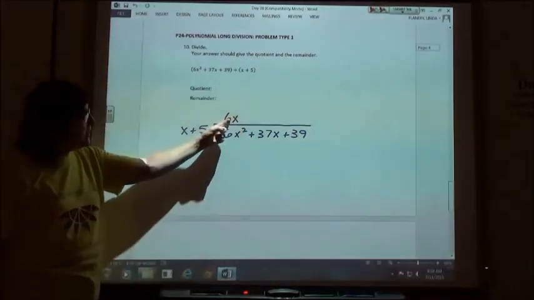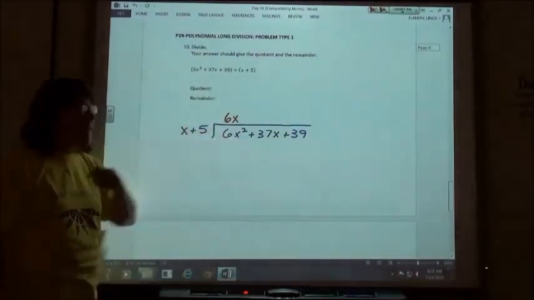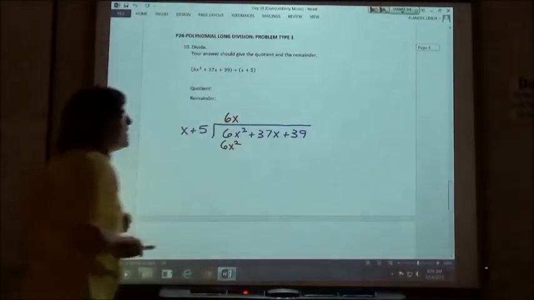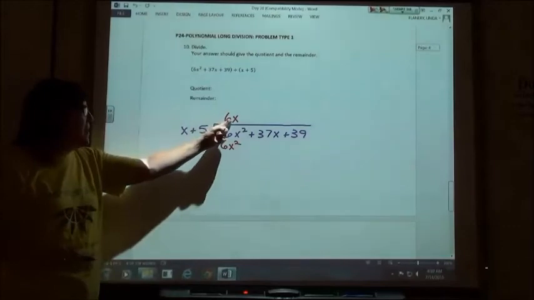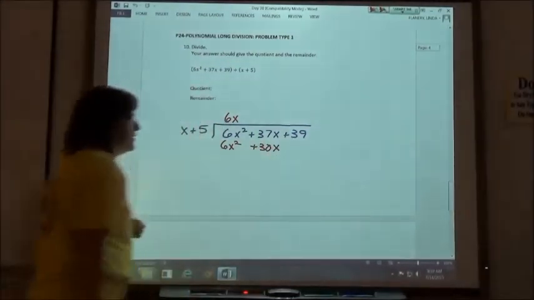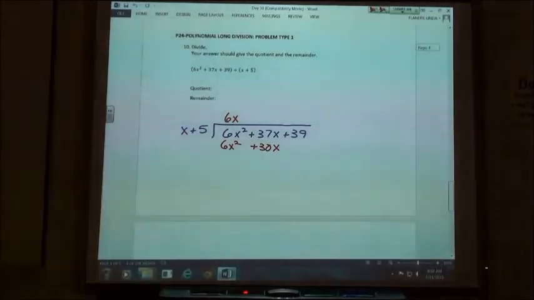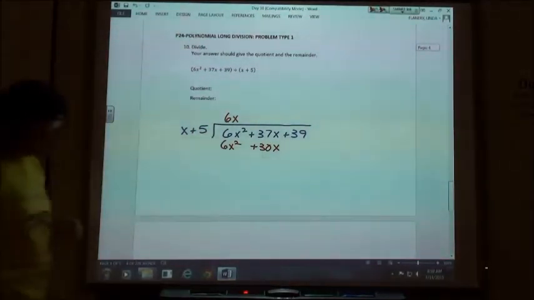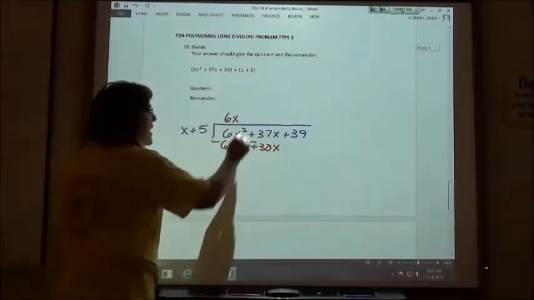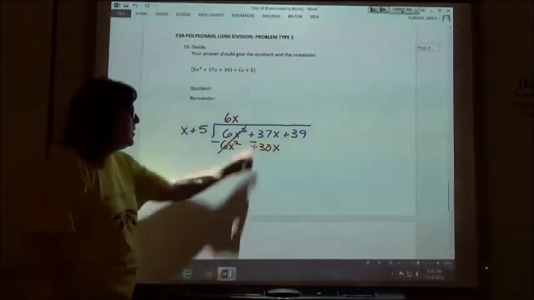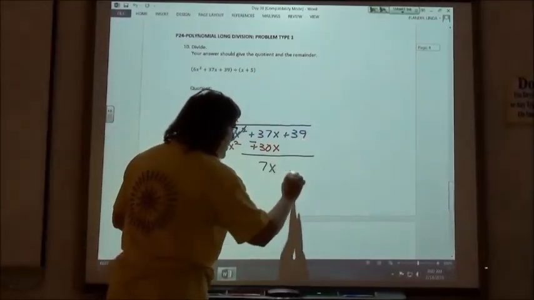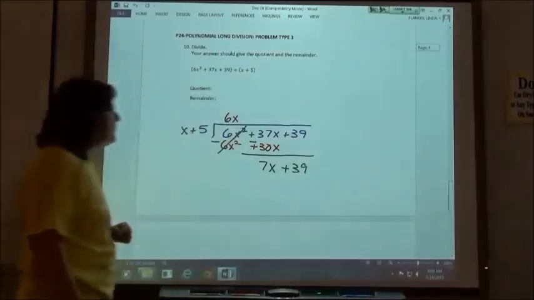What you should be able to do is take this times this and get this exact same thing. 6x times x is 6x squared. Now on my second term, it's probably not going to match up. 6x times 5 is 30x. Now what they're going to do is subtract, so I can cancel out that leading term. So this becomes negative, cancels that out. 37 minus 30 would give me 7x, and just bring down the plus 39 on the end.